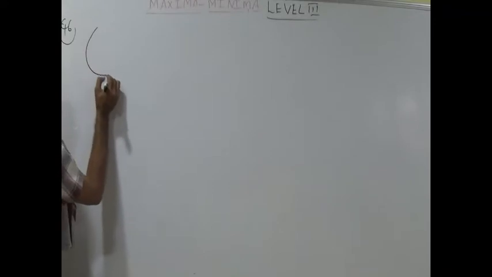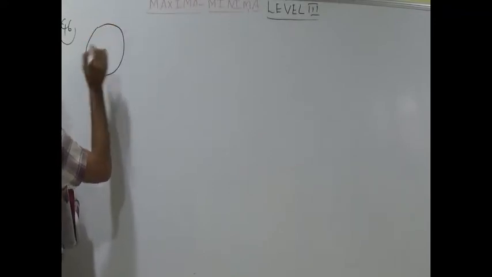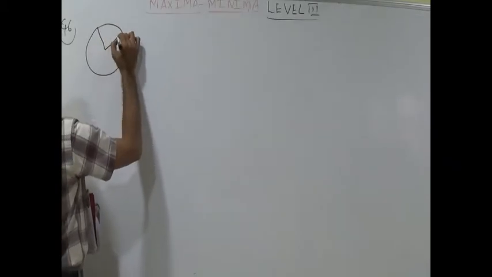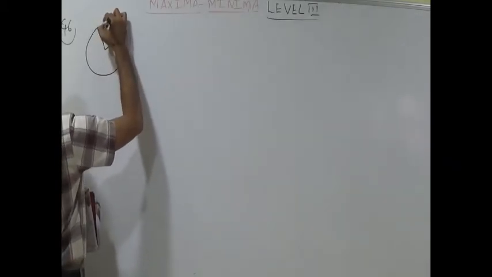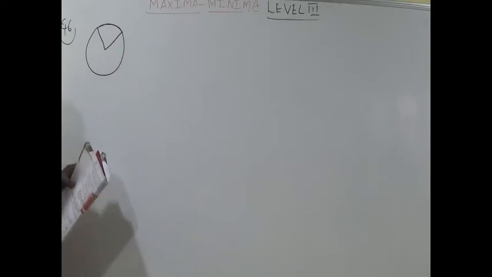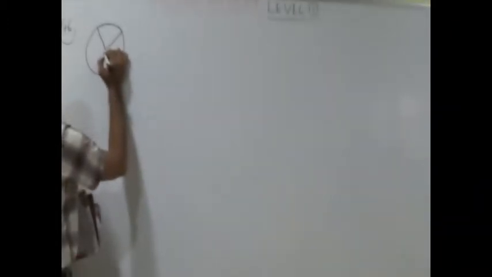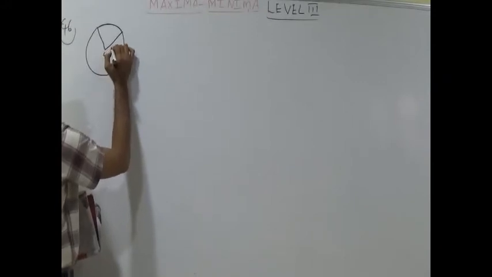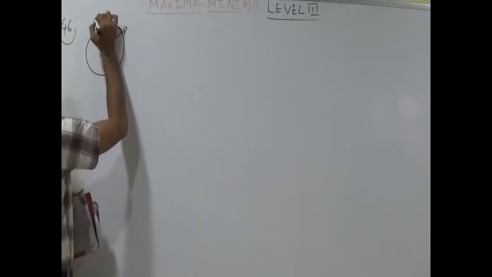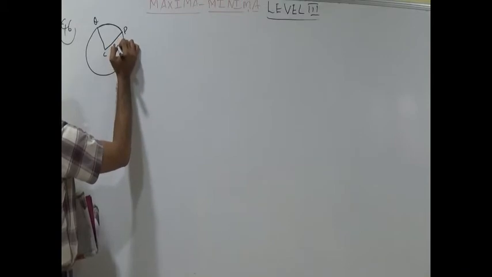Let us draw the circle. This is the center. Taken as sectors, this is a sector. By cutting the edge, let us indicate the center C. This is P, this is Q. This is capital R, meaning the radius of the circle.